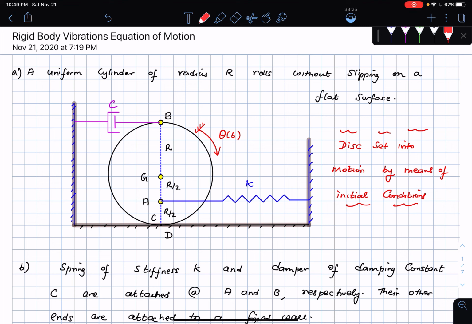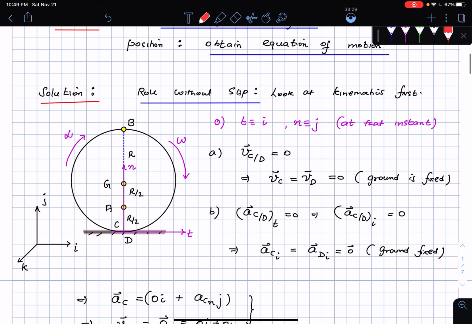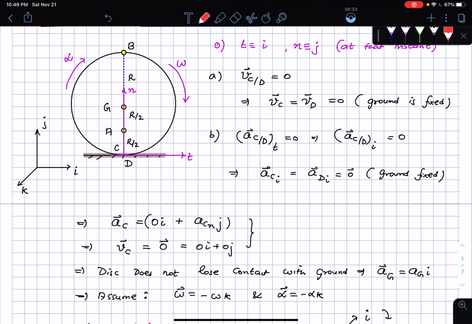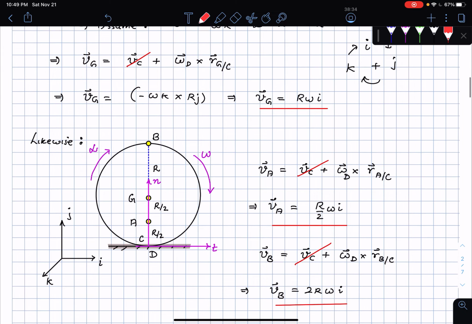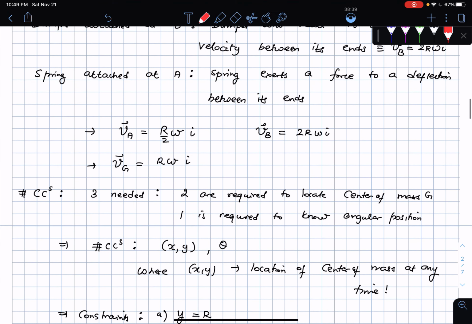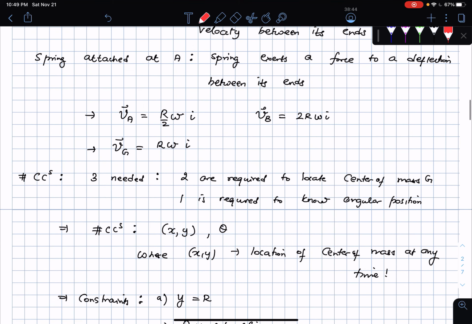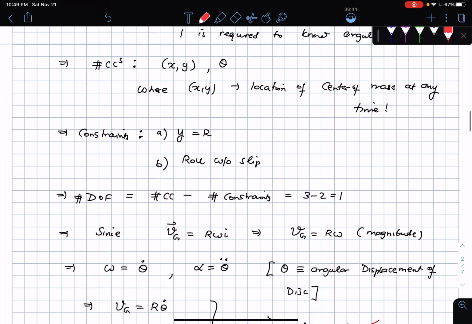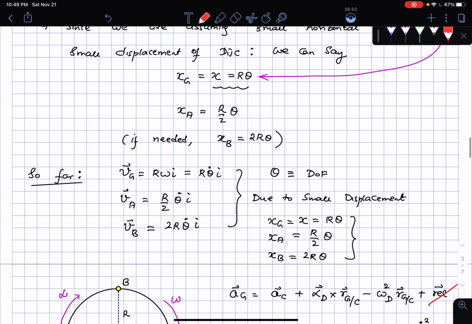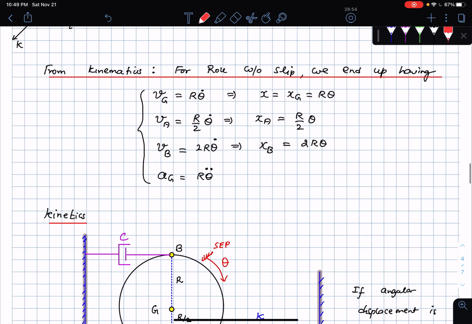In this case, we wanted to find the equation of motion, so we went through a lot of kinematics, found the velocity of the center of mass and the other points of interest, and then we also made use of the fact that since the horizontal motions are very small, we can relate the displacements at the points of interest to the degree of freedom, the degree of freedom being theta, as we had written down here. Once we did the kinematics, we ended up with the following relations, as you can see here.